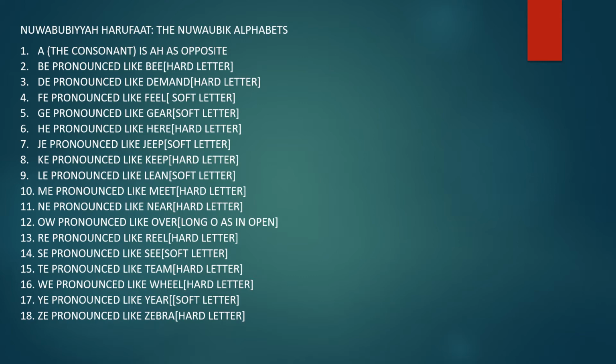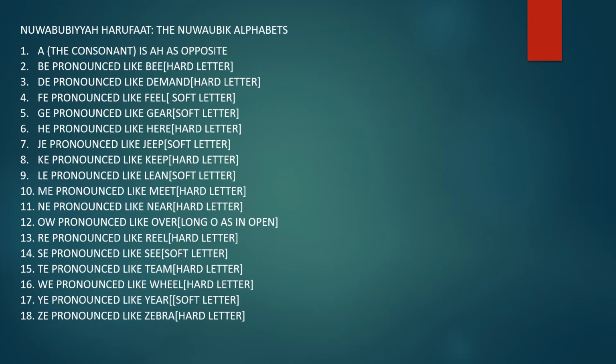So the fifth letter of our alphabet is Gi. And it's pronounced like gear. And this letter is soft. So because it's soft, it would be pronounced with the A, ga, as in gabug.